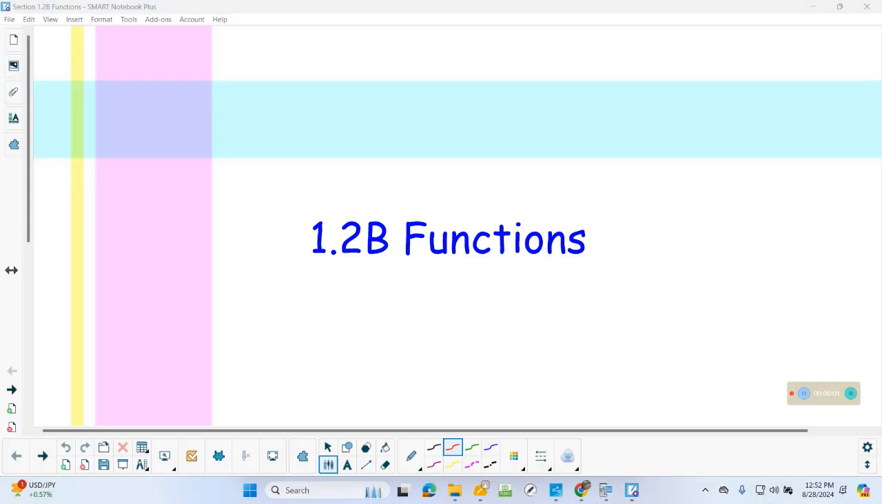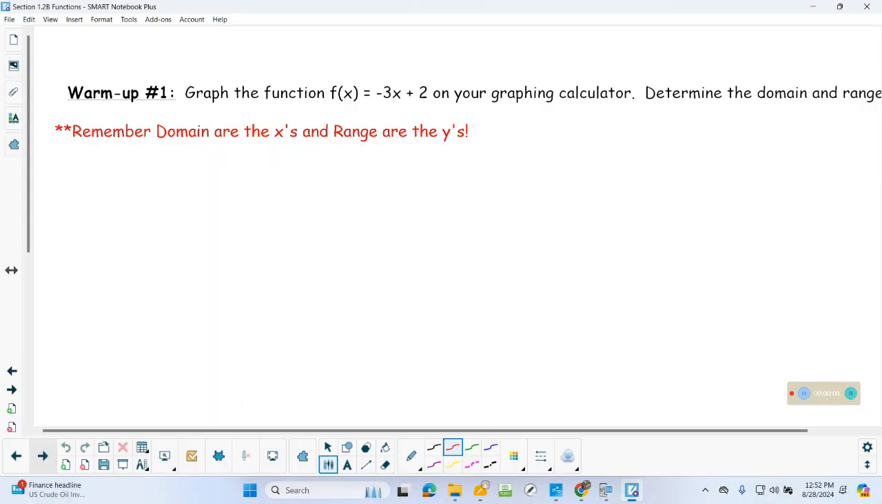Here we go. Let's take a look at the warm-up problems. Now, here's kind of what we're going to be doing today, but I'm starting off very simple. Graph the function f of x equals negative 3x plus 2 on your calculator, and we're going to determine domain and range. Now, this should look familiar to you. F of x, yesterday we talked about that function notation.